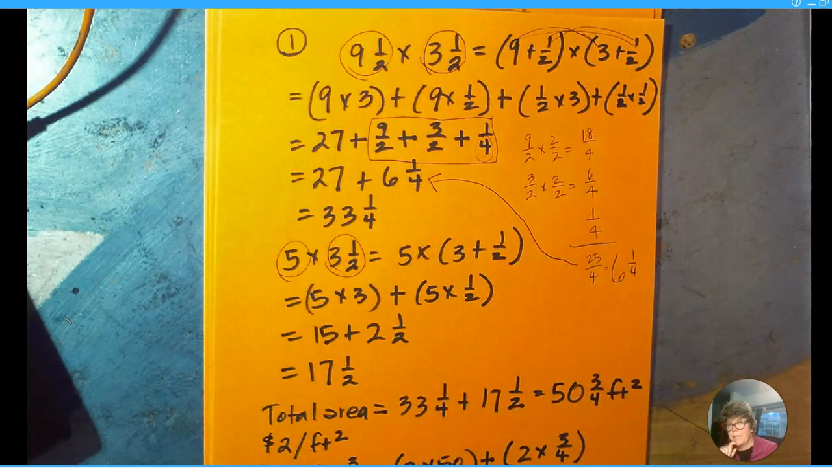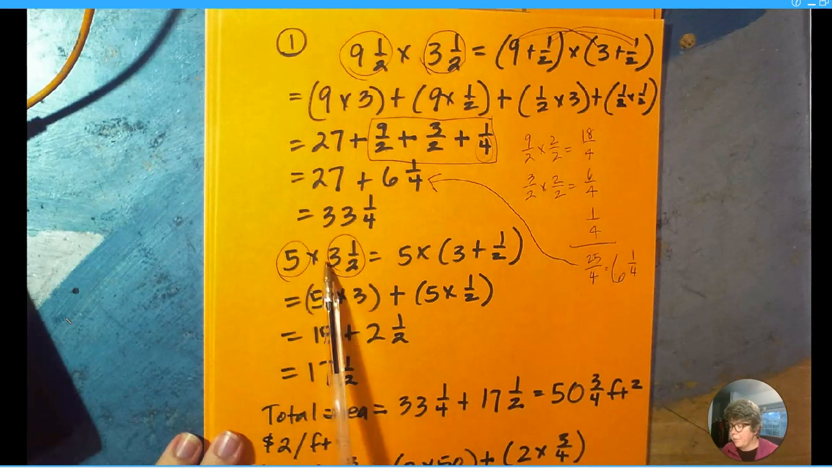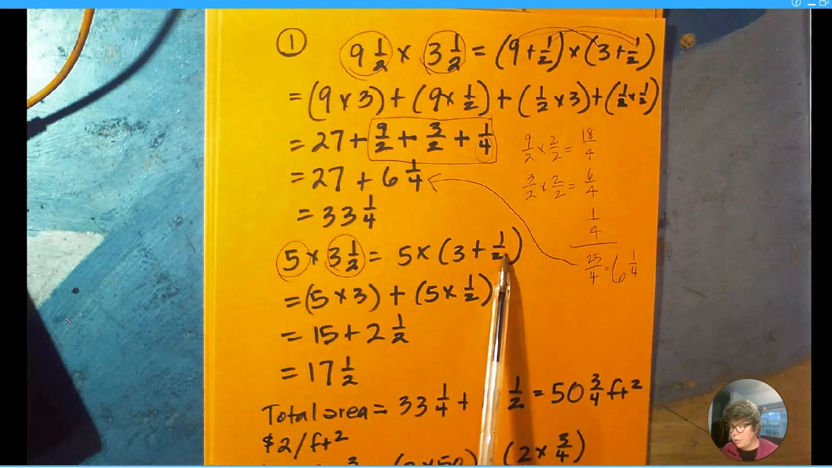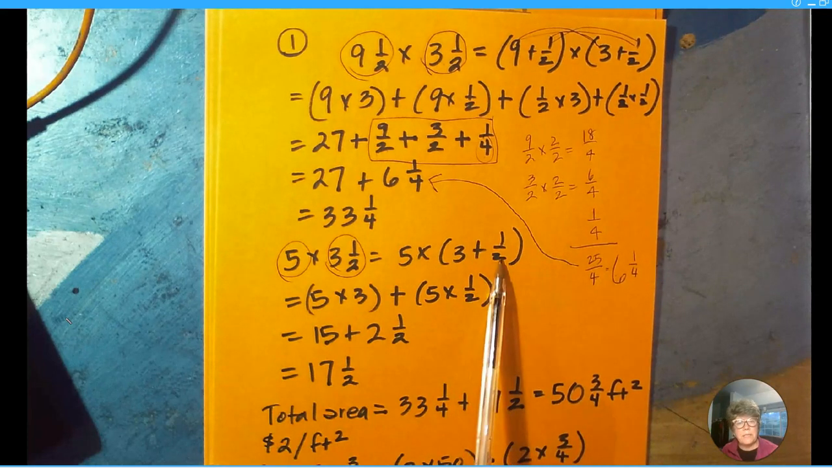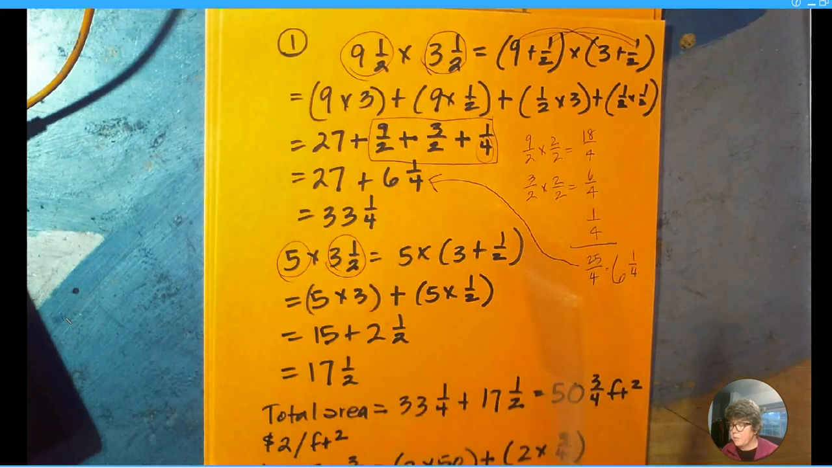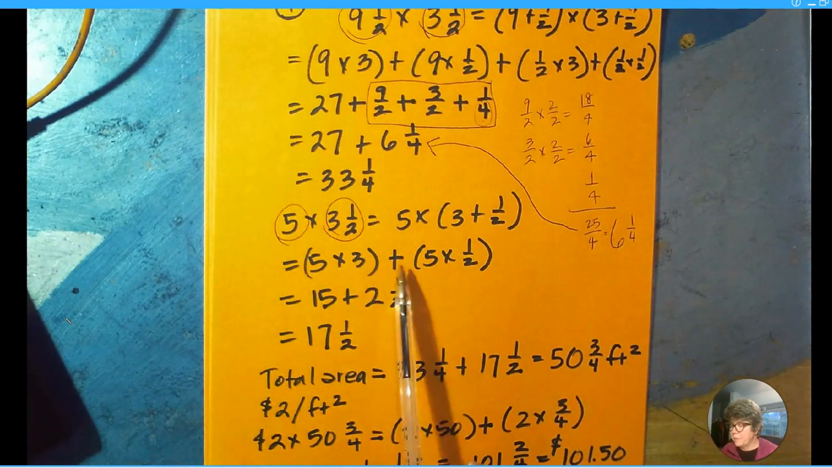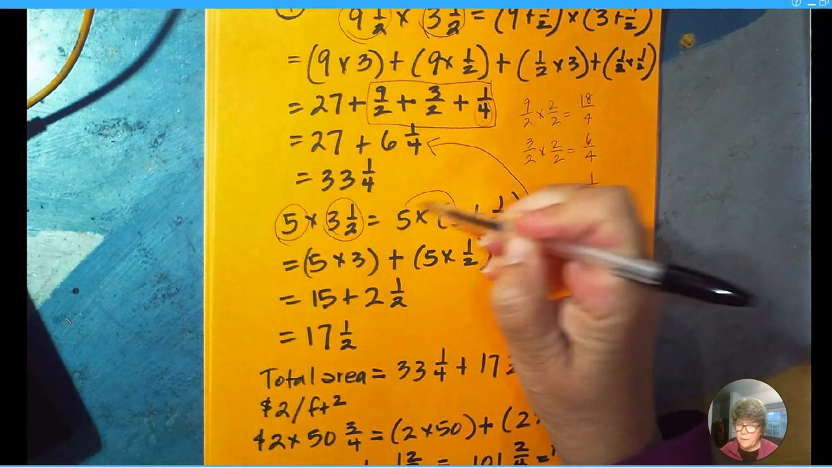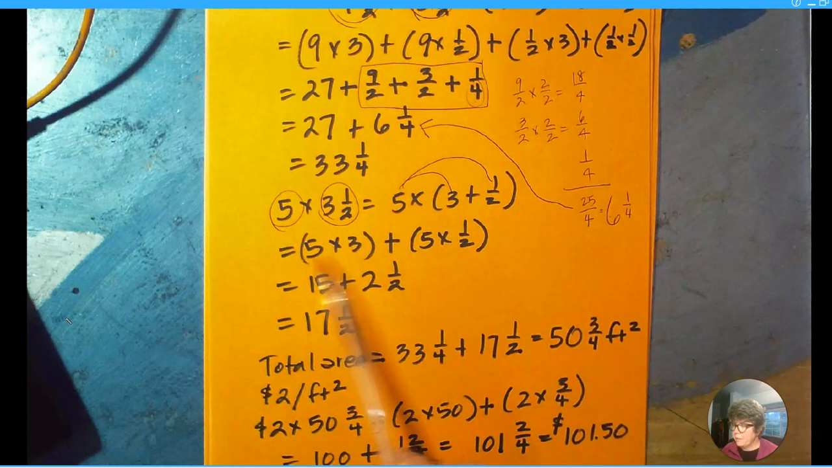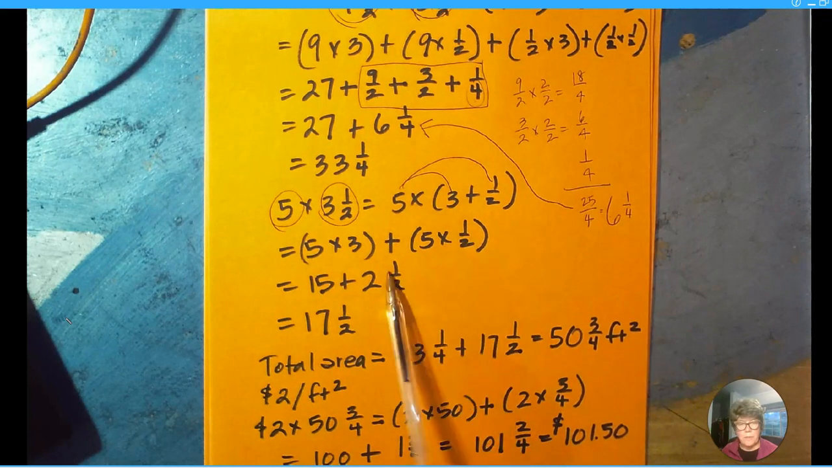Hope you're making notes, copying this down, making sure that you understand the steps. If you ever need to, you can just pause me, right? Okay, so 5 and 3 and 1/2. 5 times 3 plus 1/2. We only had to break one apart here because we didn't have two mixed numbers like we did up here, right? Okay, so 5 times 3 plus 5 times 1/2. Yep. Distribute. 15. 5 times 1/2 is 2.5.